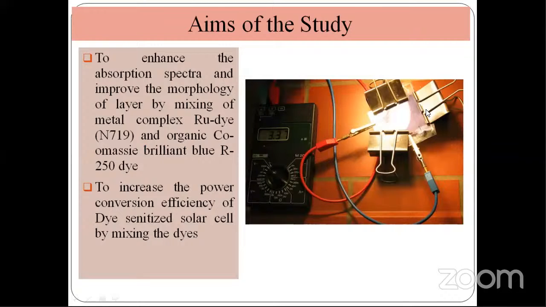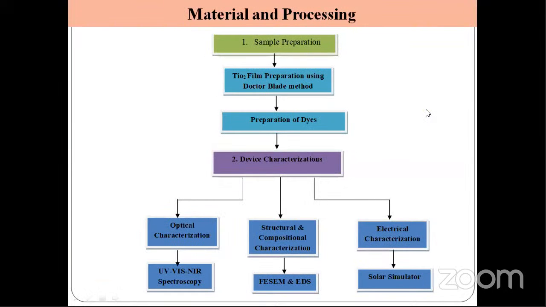The main aim of my study is to increase the absorption spectra using Ru N719 dye and organic Brilliant Blue R250 dye. By increasing the absorption, we can increase the efficiency of the dye-sensitized solar cell. This is the flow chart of my sample preparation method.